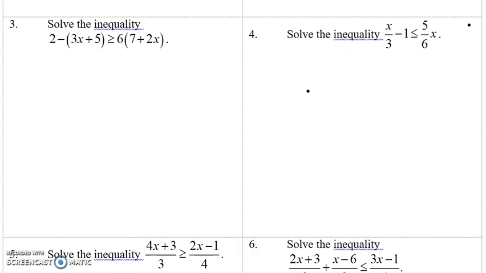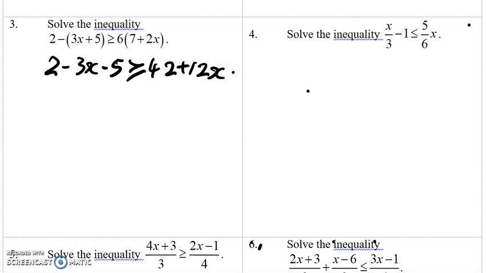For question 3, we'll have 2 minus 3x minus 5 more than or equal to 6 times 7, 42, plus 6 times 2 gives you 12x. So from here, simplify the left hand side first. We have minus 3x minus 3 more than or equal to 42 plus 12x.